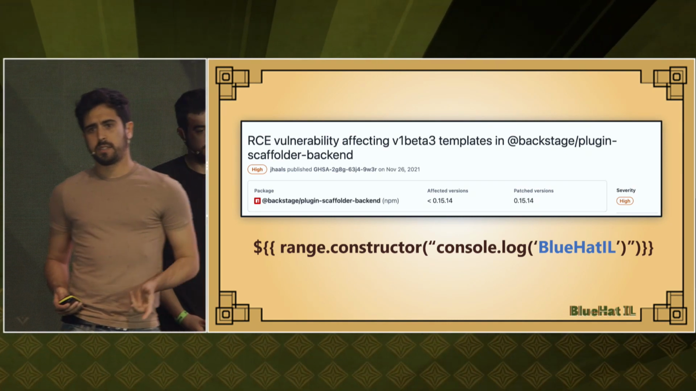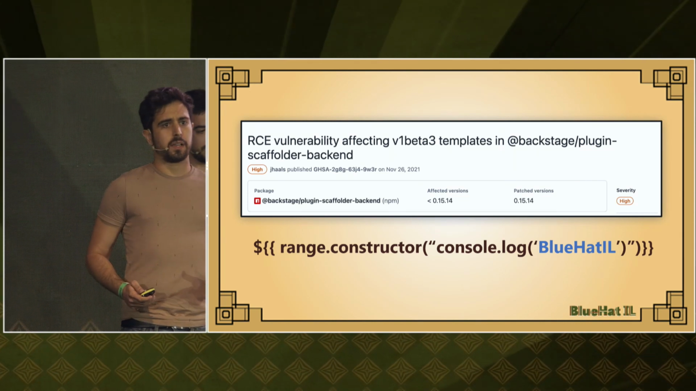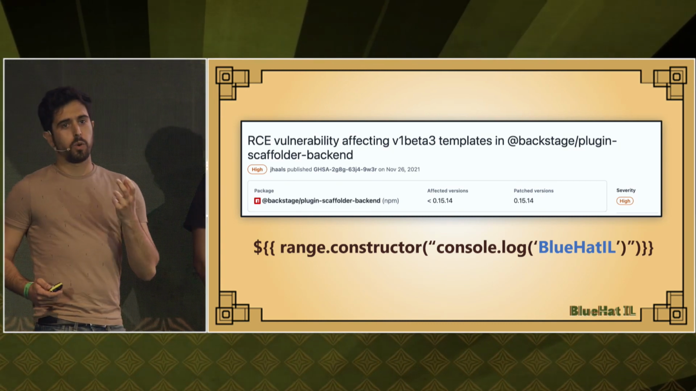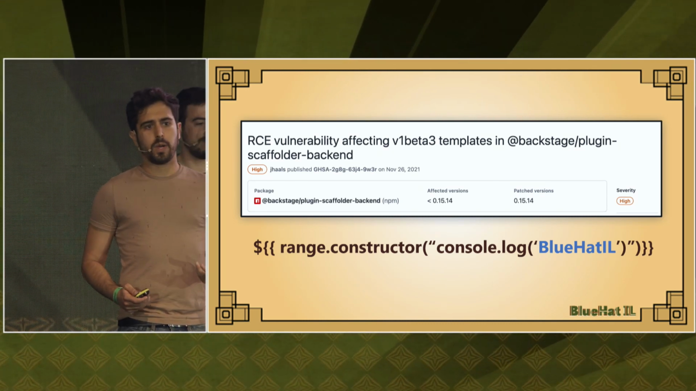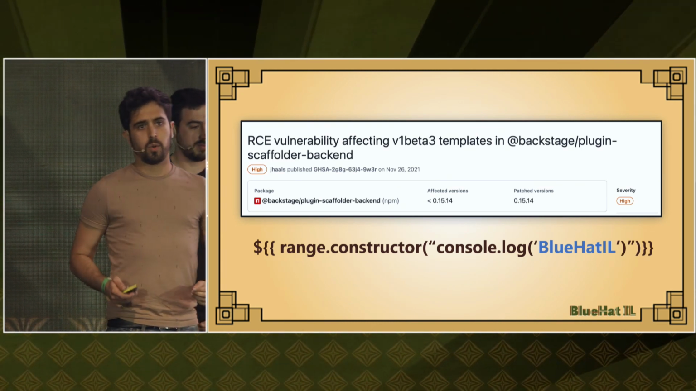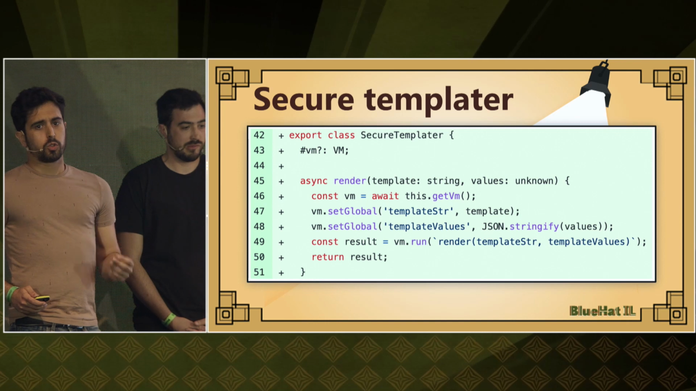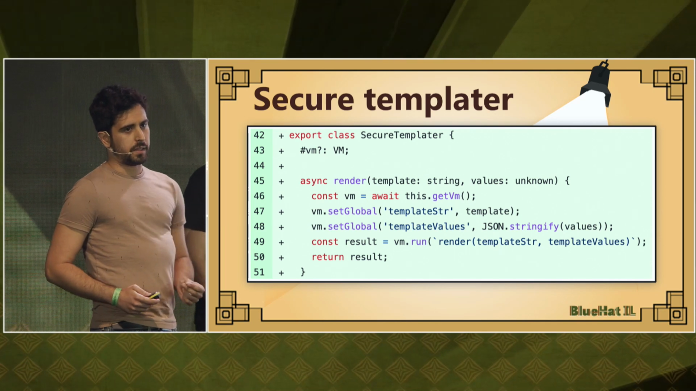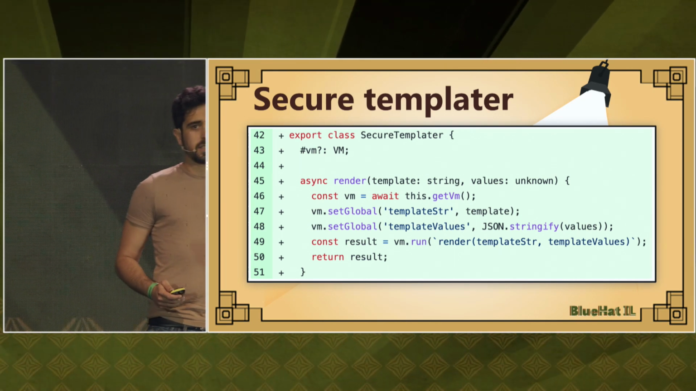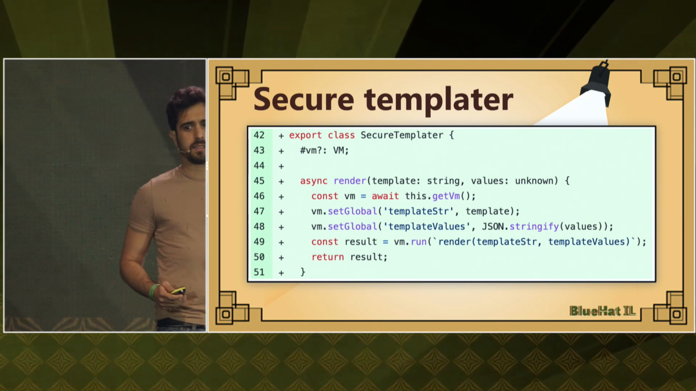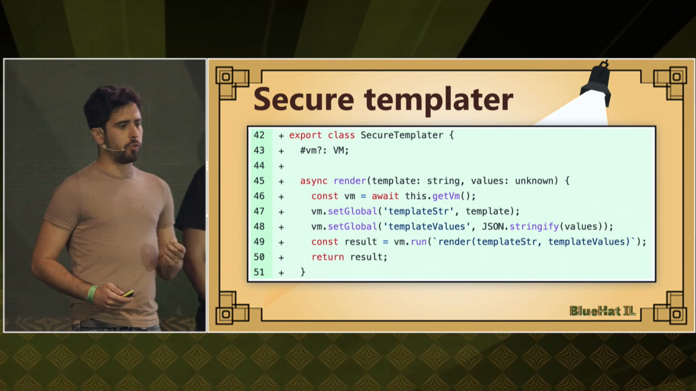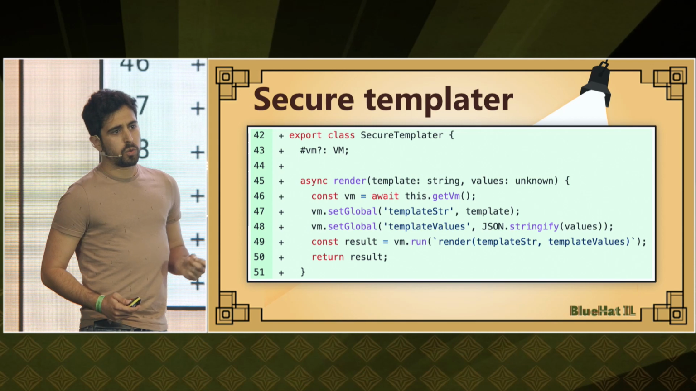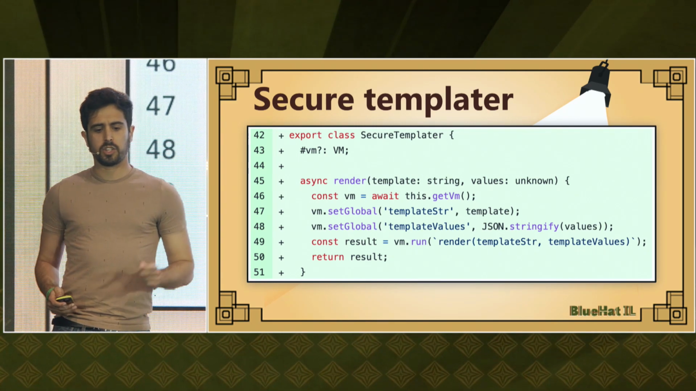Exploiting Nunjucks is pretty straightforward, just placing double curly brackets and calling the range.constructor function. Any code that resides within the constructor function gets evaluated and executed, leading to remote code execution. In order to mitigate this vulnerability, Backstage had implemented the secure templater class. Secure templater class is responsible for securely rendering template files provided into the scaffolder plugin. It does so by utilizing the VM2 sandbox library, which is a common sandbox library also written in JavaScript.